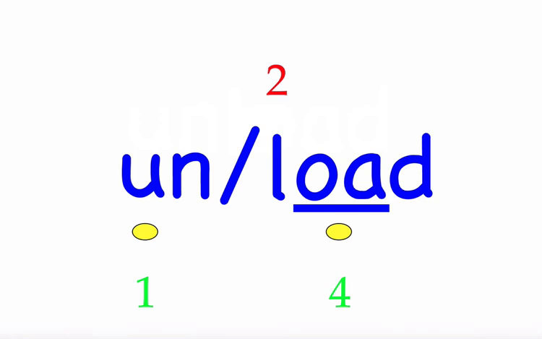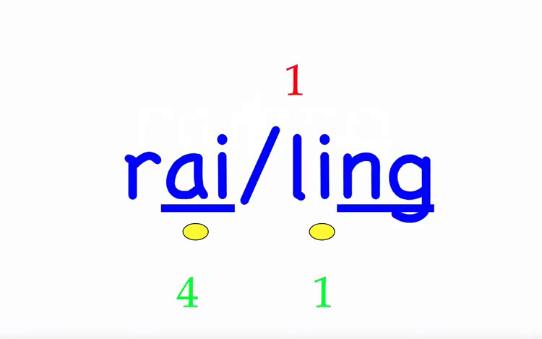Row 9. Railing. I need to replace the railing on the stairs. Railing. Rail, two sounds. R, A. Ling, three sounds. Ul, I, Ng. Railing. Mark the word.